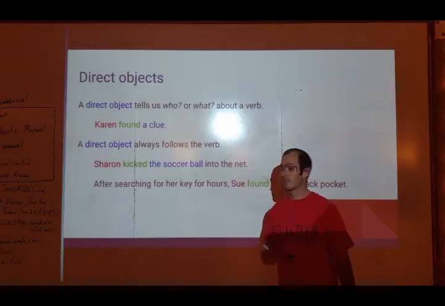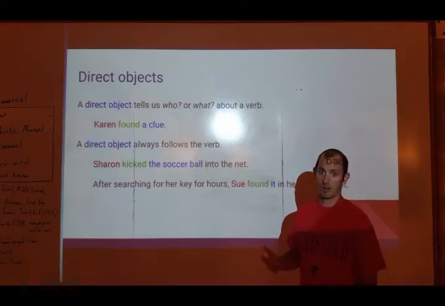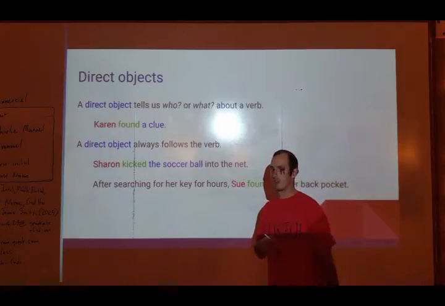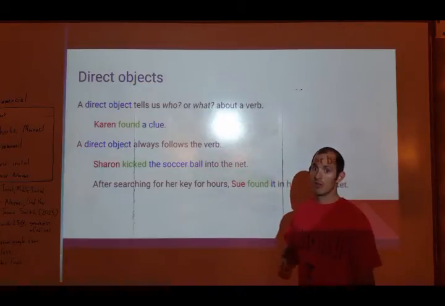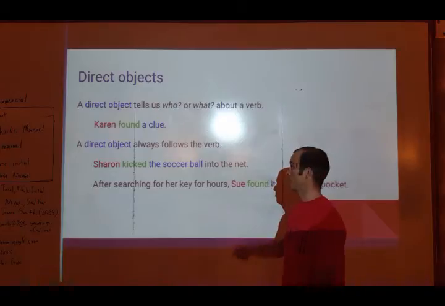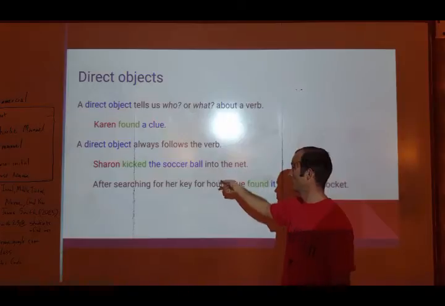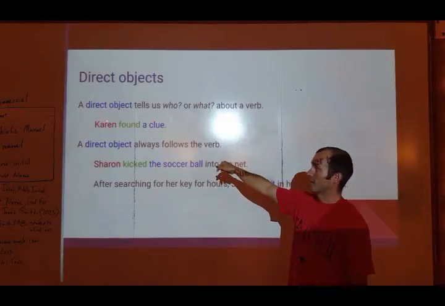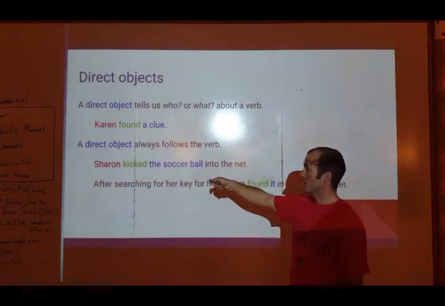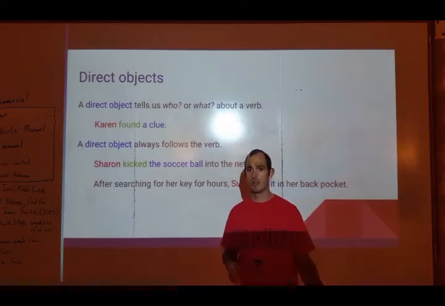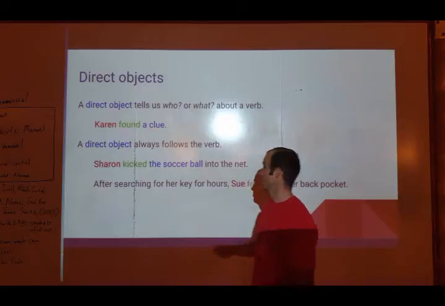Direct objects are our next thing. Direct objects tell us who or what about a verb. It's receiving the action from the verb. Karen found a clue. Your verb here, always again, start by finding your verb. The verb is found. What is being found? The clue. And I've got Karen here. She is going to be our complete subject. A direct object always comes after your verb. So you never have your direct object before the verb because it's always receiving the action from the verb.